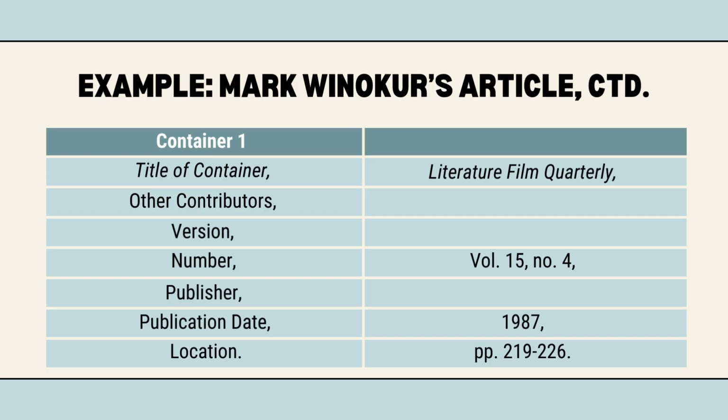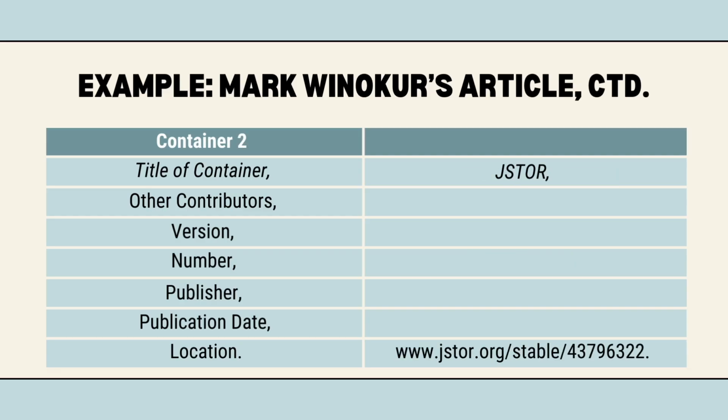So first, for the article, it is located in Literature and Film Quarterly, and that's in italics, and then this is followed by a comma, and then the volume, which is capitalized, then 15, comma, number, which is not capitalized, and then 4, comma, the publication date, which is 1987, and then comma, the page numbers, which is pp. 219 through 226, period. Now, our second container is JSTOR itself, and that is the title of the container.